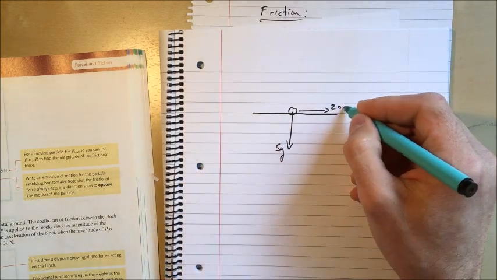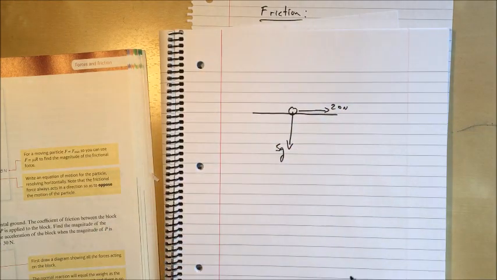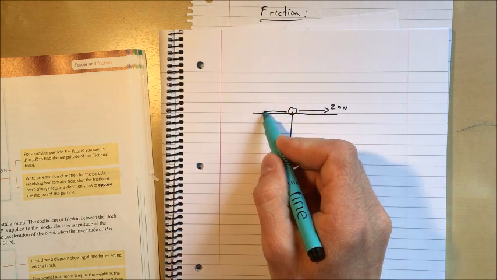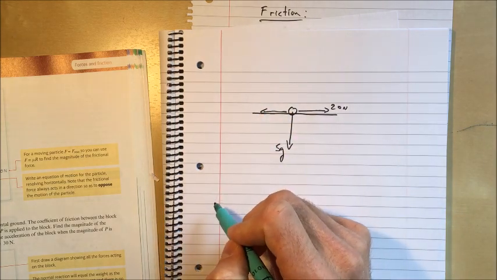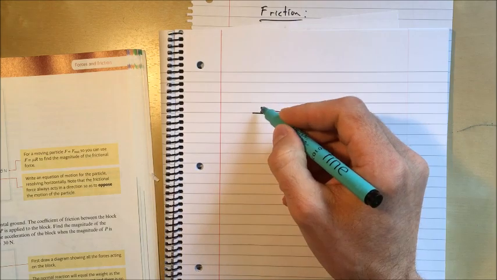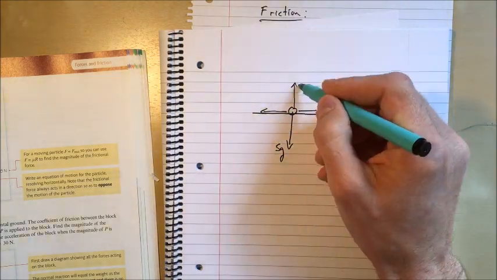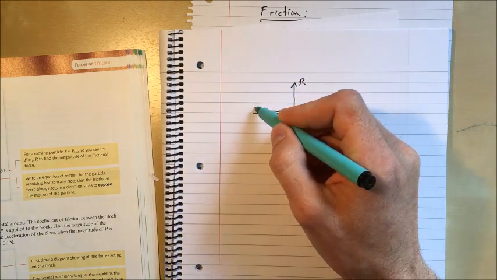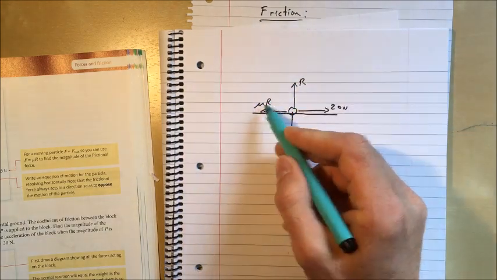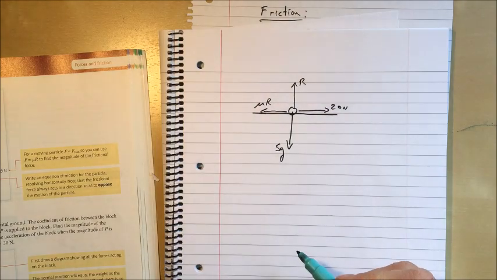It doesn't say in the question that it's pushing to the right, but we may as well put it pushing to the right. If it is pushing to the right, then the friction must be pushing back to the left. It is moving, so the friction is the maximum friction. So if there's 5g pushing down, there's a reaction force pushing up. This friction must be equal to mu times the reaction, whatever mu happens to be.